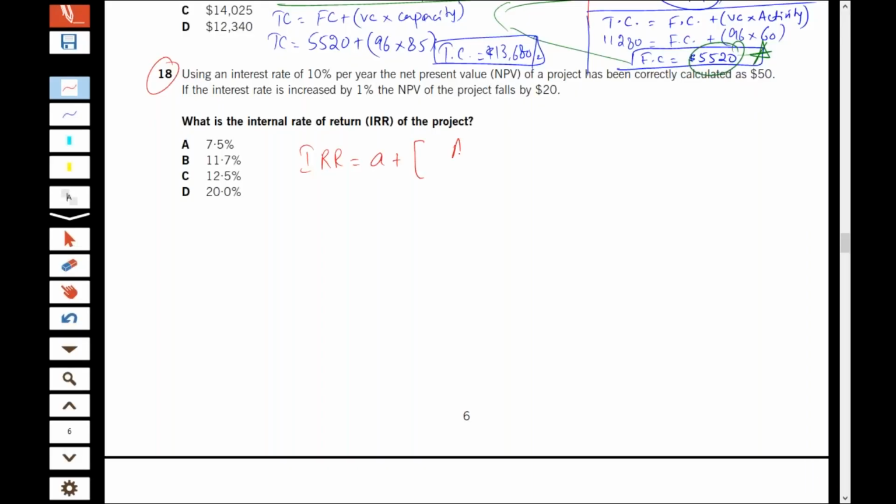IRR is calculated using this formula. Using a 10% interest rate, the NPV was 50. If the interest rate is increased by 1%, the NPV falls by 20. Question number 18. Can you calculate this IRR and give me the answer?